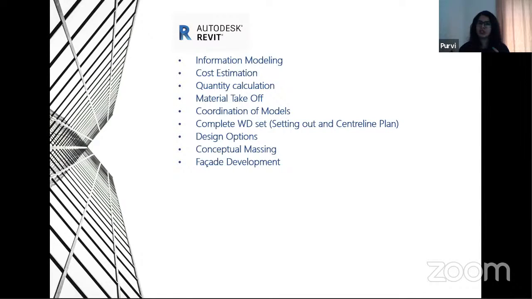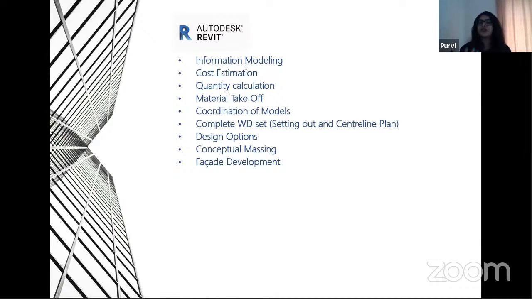Second is the cost estimation. If you have a particular wall and you want to know the cost of the wall, you can do that easily through Revit. There's quantity calculation, how much plaster is needed on site. Accordingly, you can calculate how much paint is needed on site and order those paints, so it is all going to be in budget. There's material takeoff of, again, how much material is required. Talking about the paints and the plasters, the brickwork, the mortar, everything can be calculated very easily through Revit.